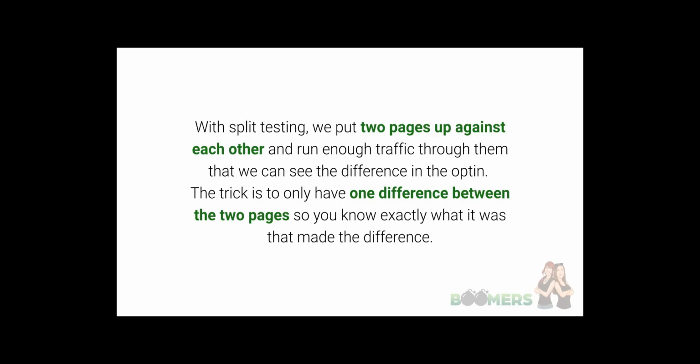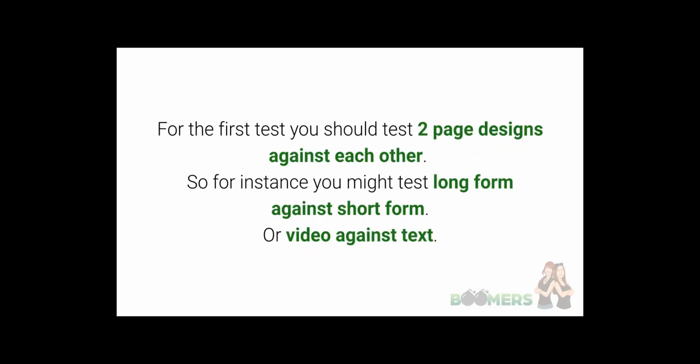If you've got a different headline, a different color, and a different button design, and then you're getting dramatically different opt-ins, you're not sure whether it was the headline, the color, or the button design making that difference, which is why you just want to change one thing at a time. Now, in saying that, when you first start out it can be good to have two dramatically different designs against each other. You might have a long form Facebook ad running against a short form Facebook ad, or an opt-in page that has a video versus an opt-in page that just has text.